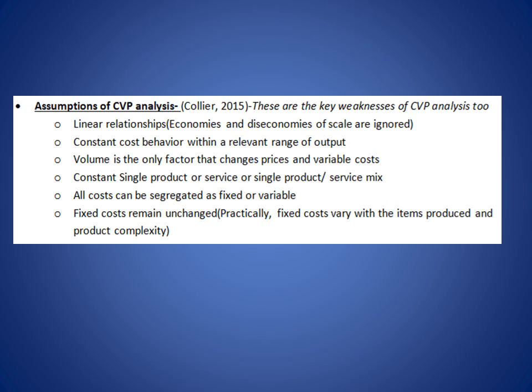And also the CVP analysis assumes that all costs can be fixed or variable. But practically we have semi-variable costs and stepped fixed costs. They also assume that fixed costs remain unchanged, but practically fixed costs vary with the type of the item that is produced, with the product complexity, and with these factors.